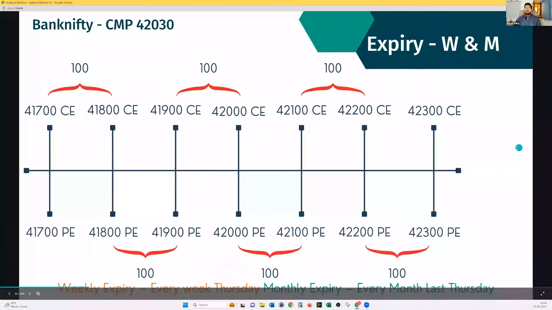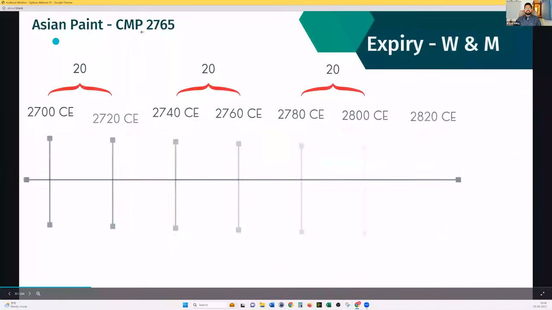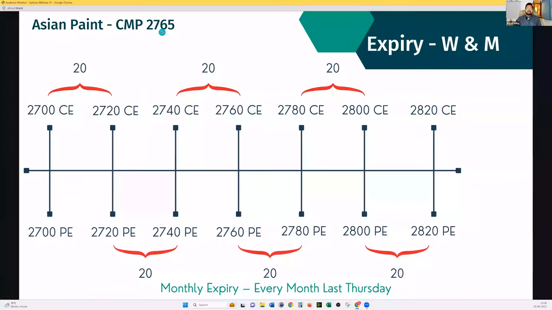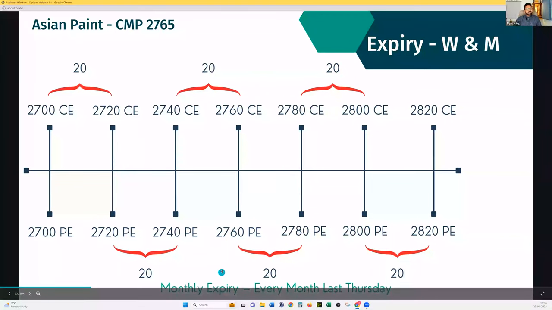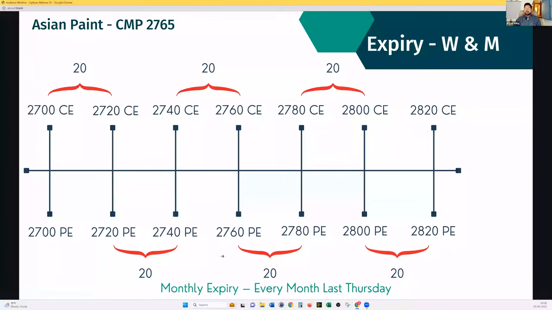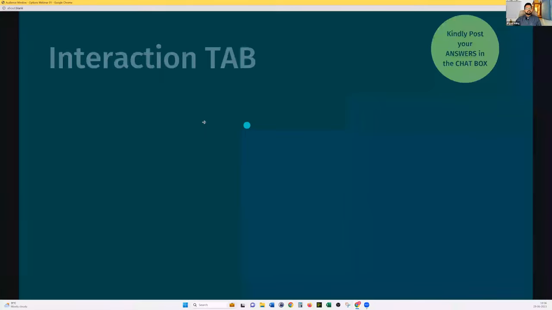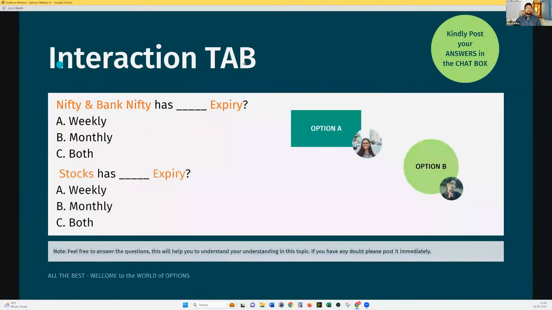Okay, and now let me go to Asian Paints. So what about Asian Paints? Do we have monthly expiry or weekly expiry only? Here for stocks, we don't have anything known as weekly expiry. We have only monthly expiry, and that will be on the last Thursday of the month. Okay, that's fine. So now let me go to the interaction session.